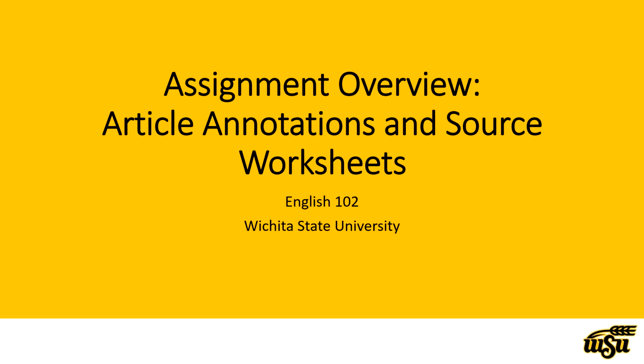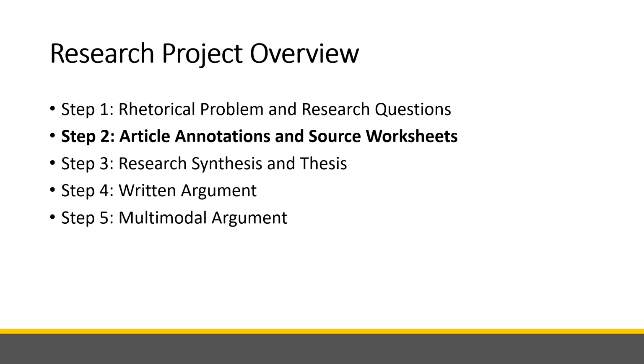This video goes over the article annotations and source worksheets assignment for English 102. This assignment is the second step in the English 102 research project. At this point, you should have already identified a rhetorical problem and developed research questions related to this problem. For this assignment, you will find, evaluate, and annotate 5 sources related to your research question, and then complete a worksheet for each source.